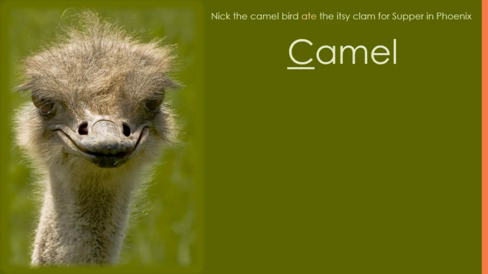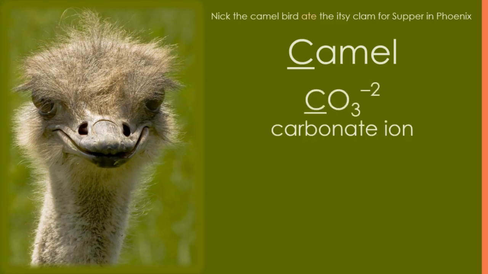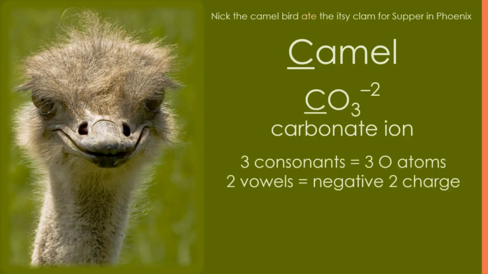All right, next word is camel. Starts with a C, as does carbonate. Camel has 3 consonants, 3 oxygen atoms in carbonate, 2 vowels, which means that carbonate has a -2 charge. There is no such thing as carbonite unless you are in Star Wars, but we're not. So there is no carbonite, but there is an ion called hydrogen carbonate.